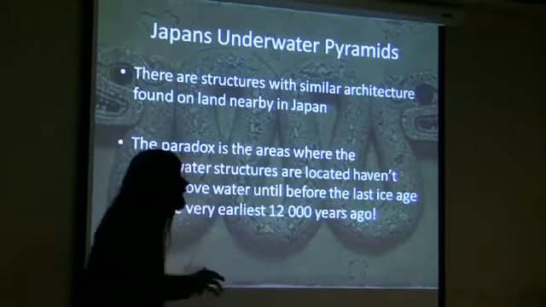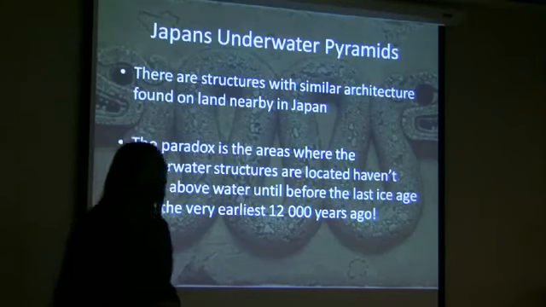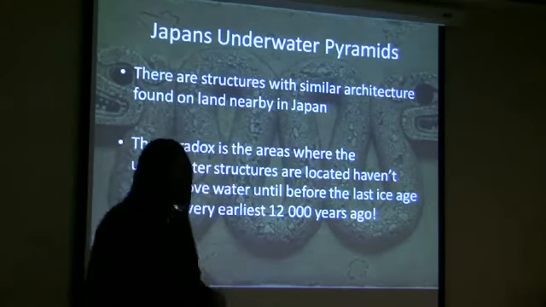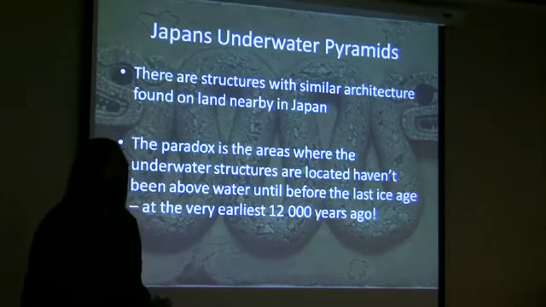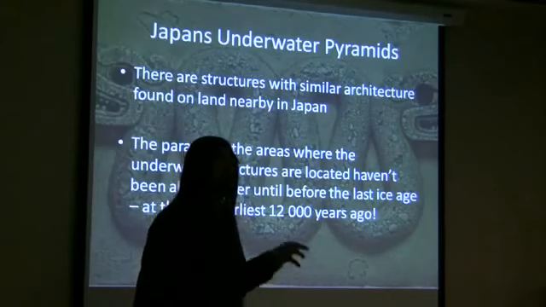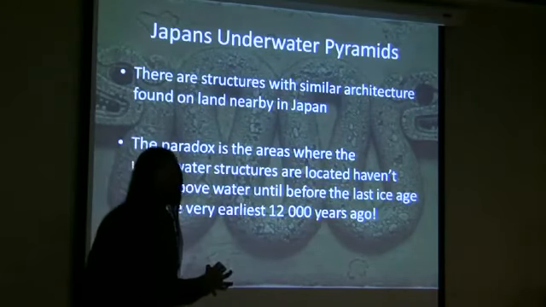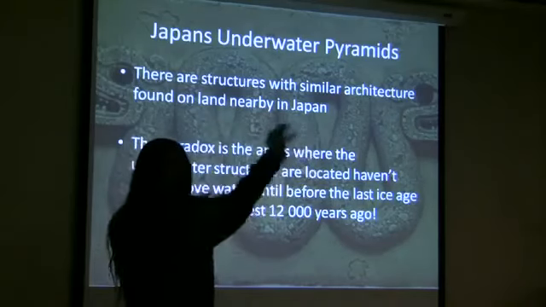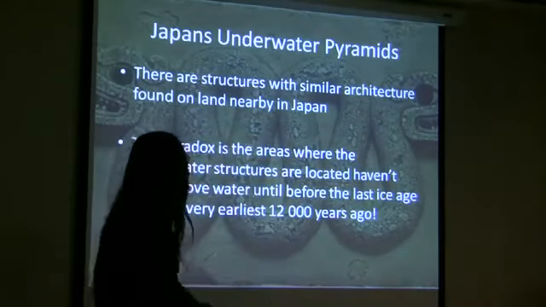The catch, the paradox that lies here, is the underwater structures, where they're located, hasn't been above water until before the last ice age. The very earliest they could be is 12,000 years old. Anywhere from 12,000 to 50,000 years old, the site could be, because it wasn't above water until then. Okay, so at some point it was above water, and then obviously the way that the Earth shifts, we talked about polar shifts and other things before in Gnosis.